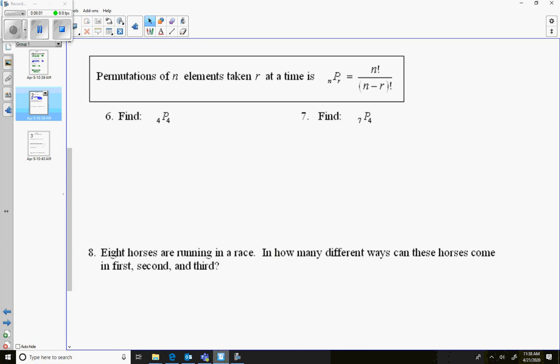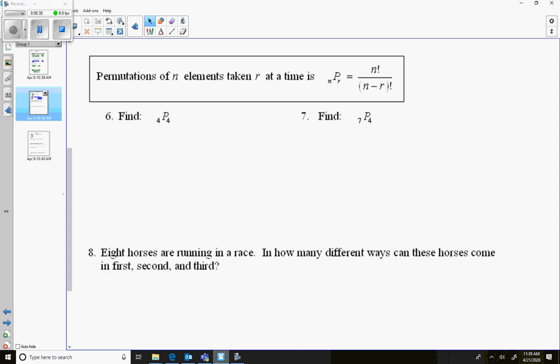Permutations of n elements taken r at a time. Standard notation, you have the P for permutation in front of the base there. They're both subscripts. We have n, and then after the P is r. N is the total number of elements altogether. R is how many of them we want, though. The formula for this is n factorial over n minus r factorial.